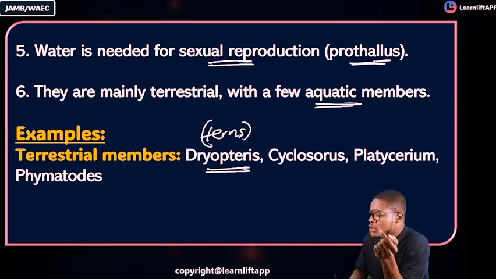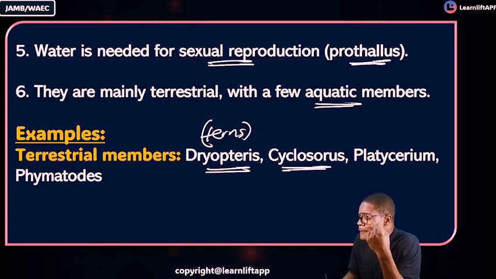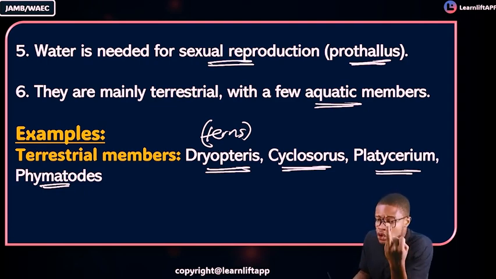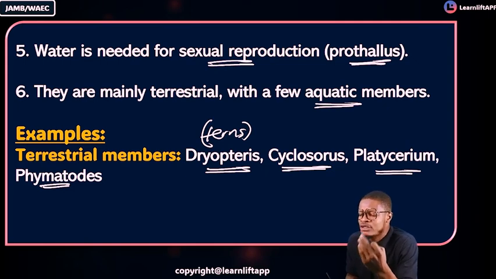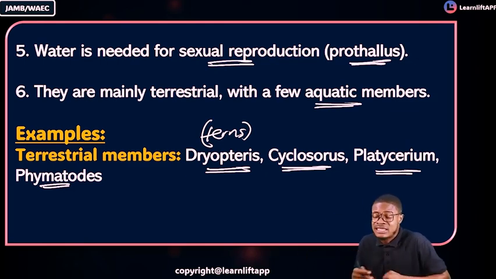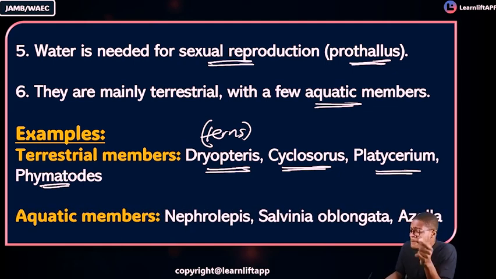Number two is your Cyclosaurus. And then number three is your Platycerium. And number four are the Phymatodes. We have your Dryopteris, which are the ferns, your Cyclosaurus, your Platycerium, and your Phymatodes. All of these guys are the terrestrial members. But please, in all these four, which one is most important? It is the ferns, which are the Dryopteris.